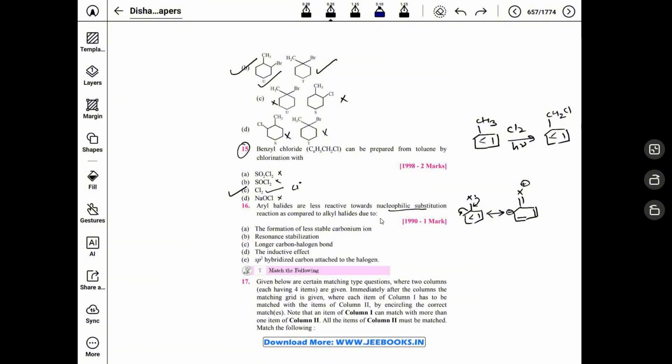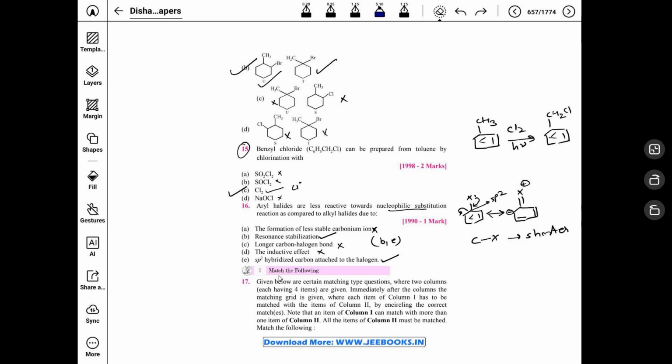So the formation of less stable carbonium ion, this is not valid because if this bond will not break, then it cannot form the carbocation. So there is no sense to talk about the stability of carbocation. Resonance stabilization, yes, as we have seen. Longer carbon halogen bond, this is not correct because this carbon is sp2 hybridized and due to which the carbon halogen bond is shorter, not longer. The inductive effect, this is also not valid. sp2 hybridized carbon attached to the halogen. Yeah, this is the correct one. So B and E are the correct answer for this question.